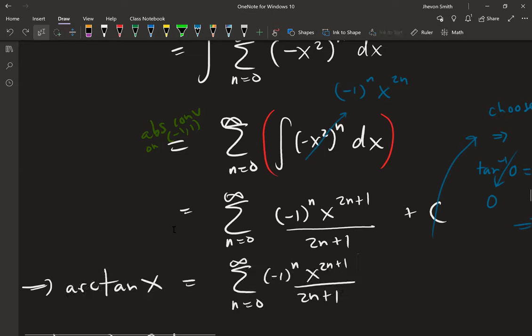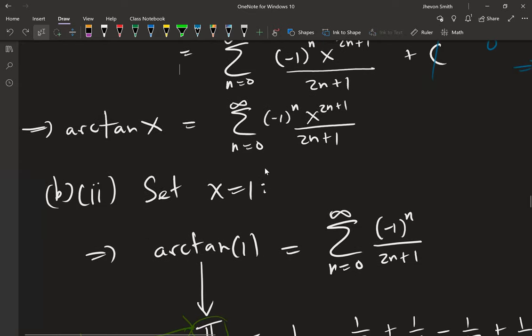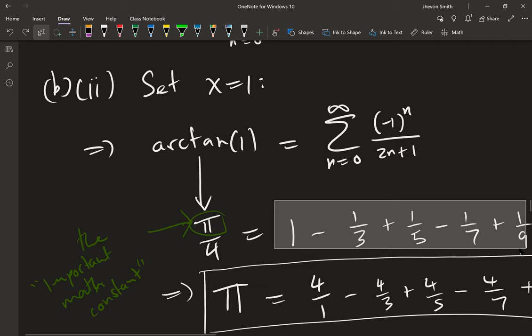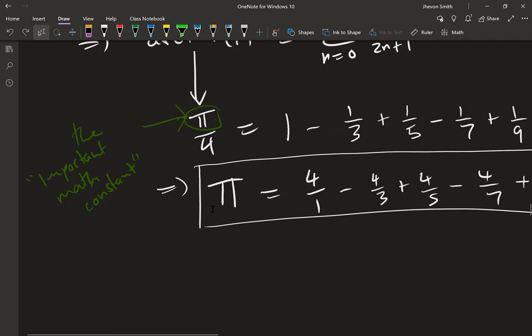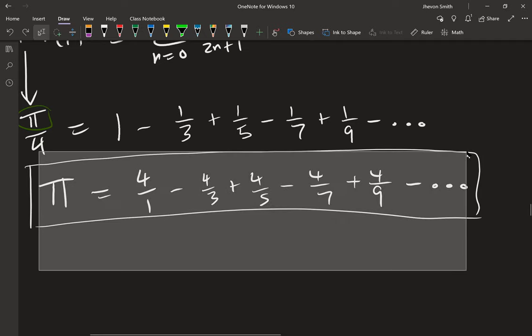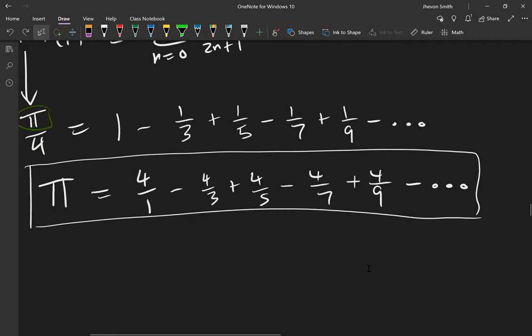Now what you can do is you can plug in x equals 1. On the left side, your arctan of 1 is going to give you pi over 4. And on the right side, you get an infinite series. Multiply both sides by 4, and voila, you've now written pi as an infinite sum.